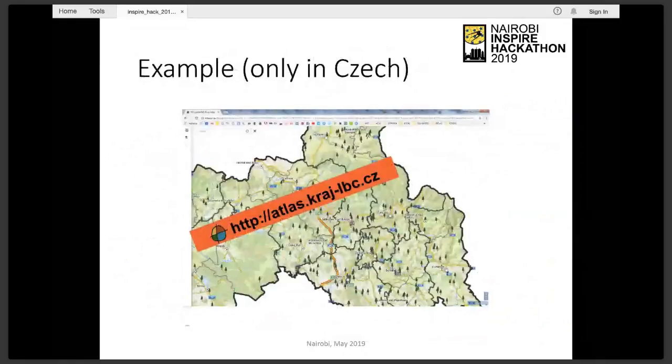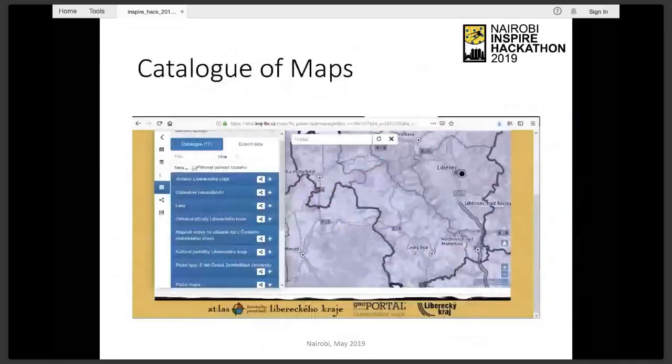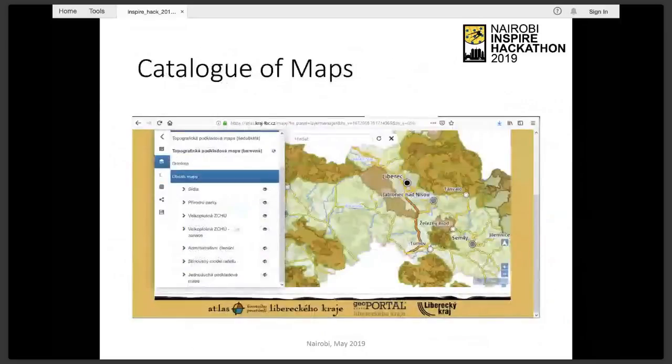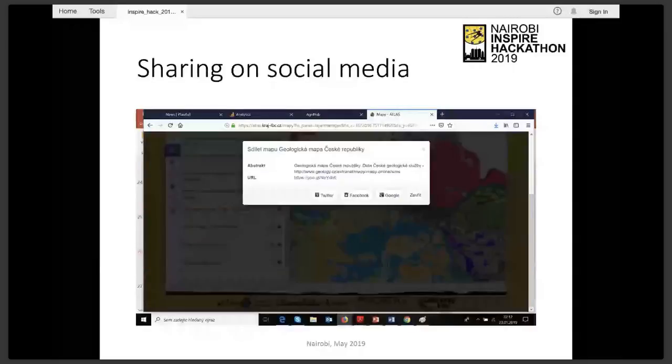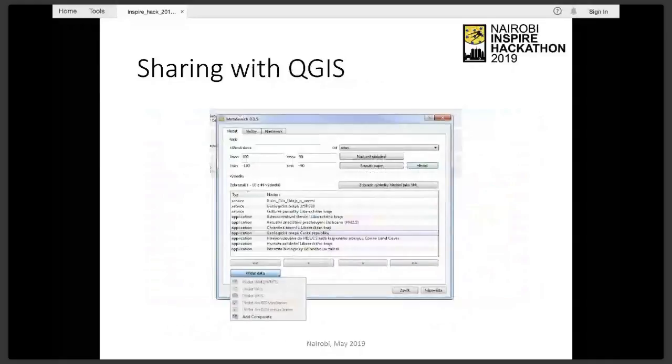You can see here the catalog of all the maps available in one of the websites of the Czech Republic. You can see more information of this catalog. And then once you select one map, you can share it even in the social media, and then anybody can open and see exactly what you are seeing. And you can also share it via QGIS, which is one of the most commonly used tools for manipulating geospatial data. It's a free tool. So you can also share it with QGIS, and everybody can work with that.